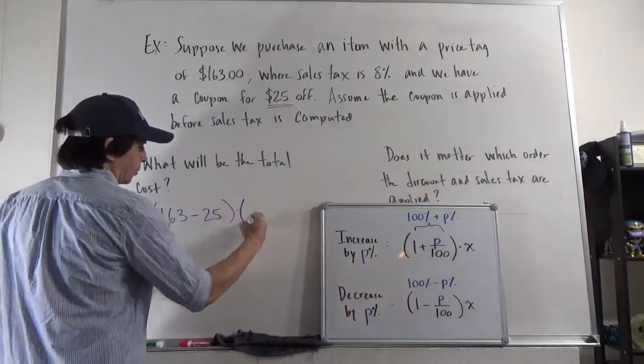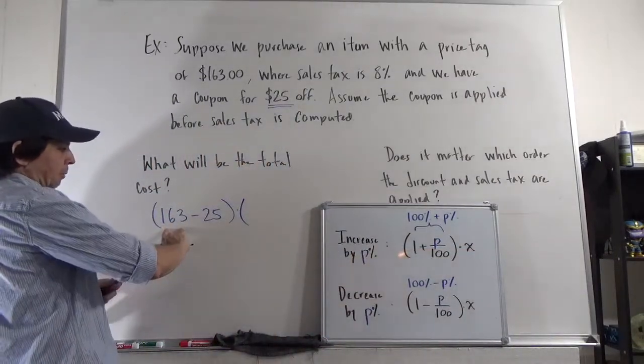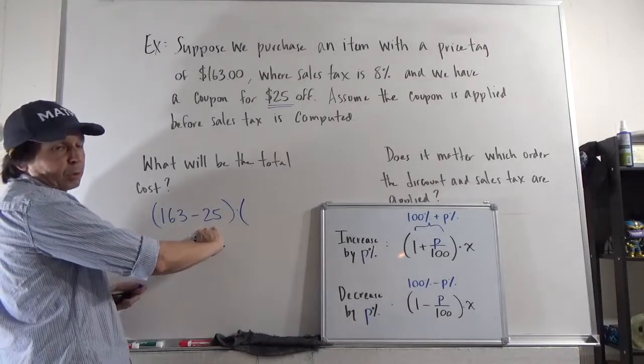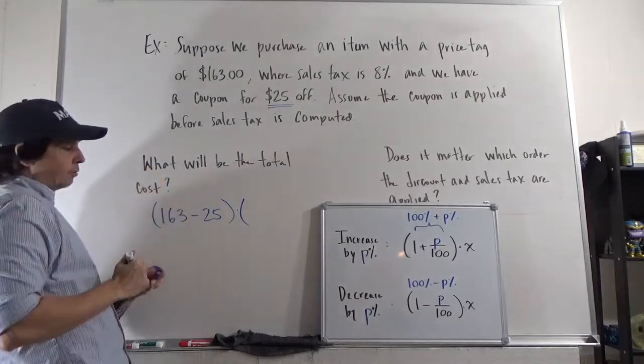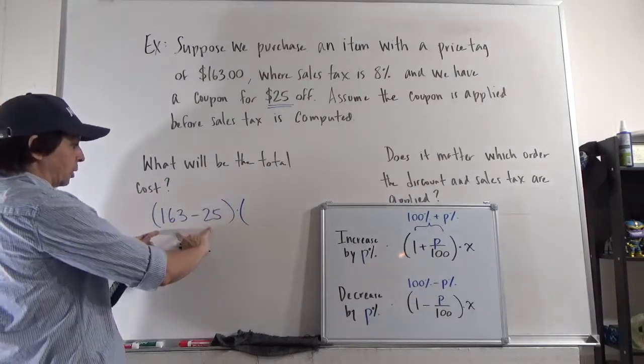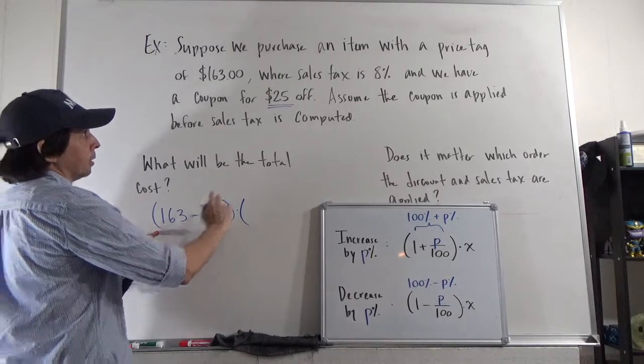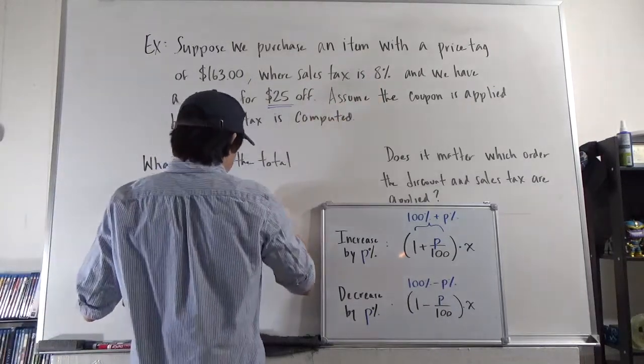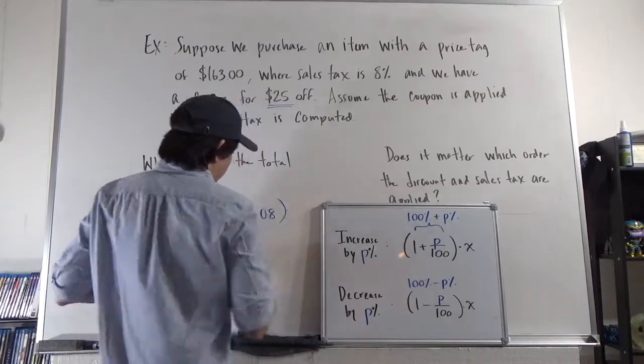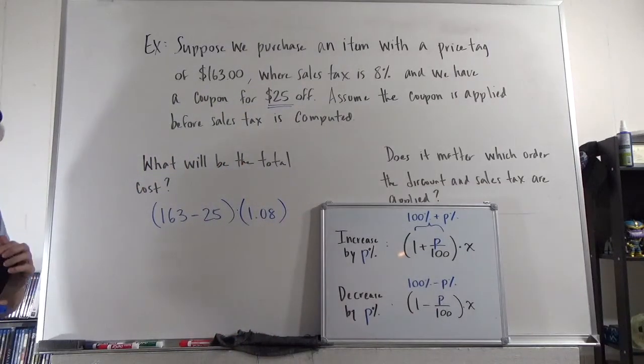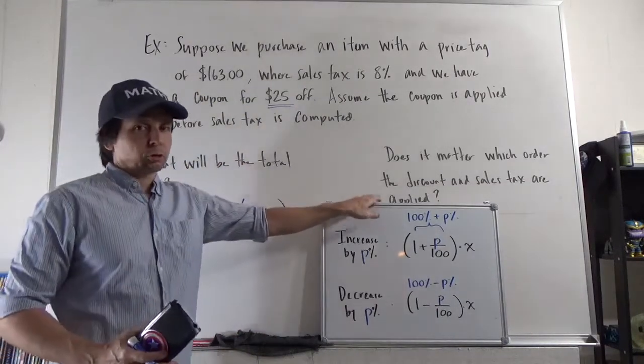So I'm going to go left to right now. We're going to take the amount, subtract off the $25 off, because it says to apply that first. That result's going to be grouped, so we do that first. Then we multiply by 1.08, skipping the step of writing it as 1 plus 0.08, going straight to the factor.